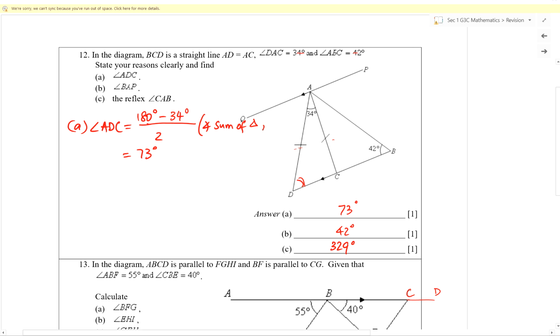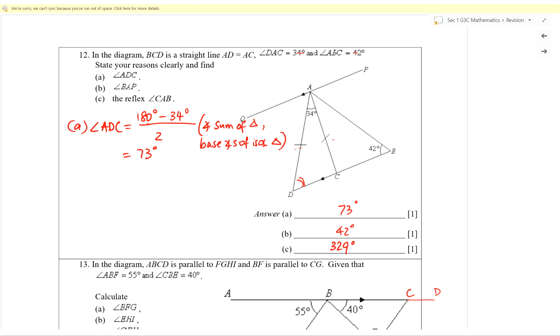The other reason. Do we just write isosceles triangle? No. We say base angles of isosceles triangle. So these are the 2 reasons for this answer. Do not remove any of these words. I am already writing down the bare minimum for you.